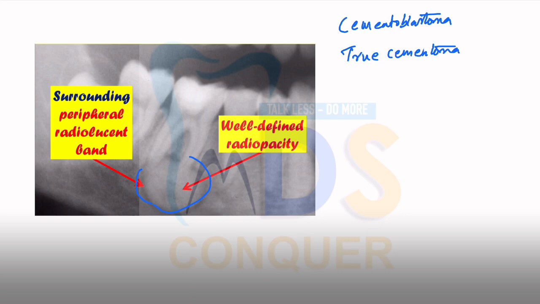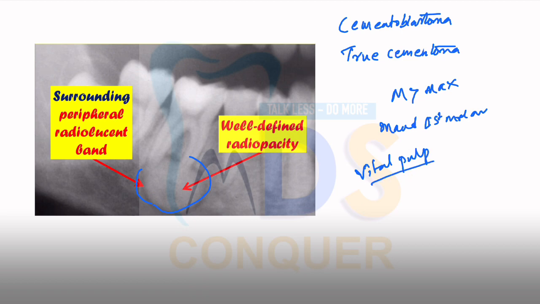And these cementoblastomas are most common in the mandible when compared with the maxilla, around 3 times more in the mandible. The most common area affected, as given in the diagram, is the mandibular first molar area. It is most commonly associated with a vital pulp, and it's a slow growing tumor.